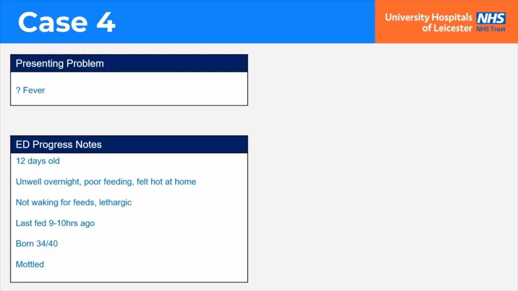When we look at the triage assessment, we can see they're in fact 12 days old, and they've been unwell only overnight with poor feeding, and they felt hot at home, not waking for feeds and increasingly lethargic. They last fed between 9 and 10 hours ago. They've got a background of being slightly preterm at 34 weeks gestation, and the assessment nurse has found them to be mottled and brought them straight through.